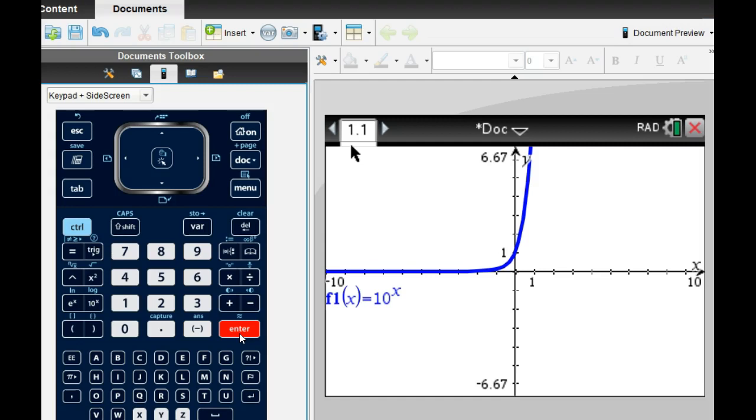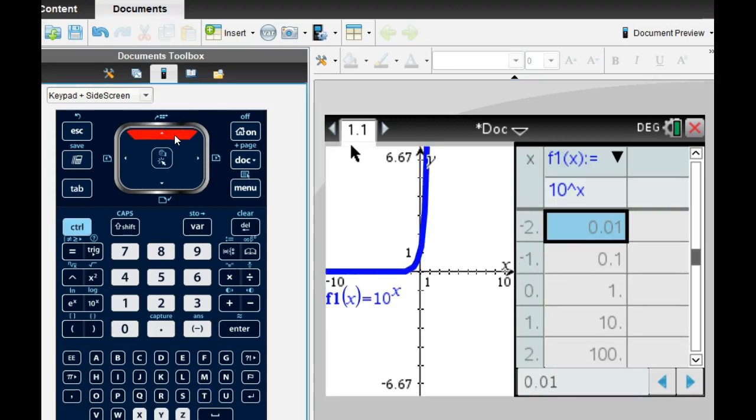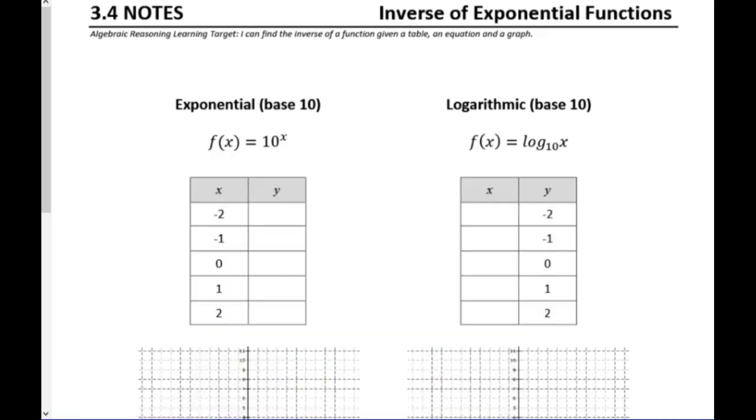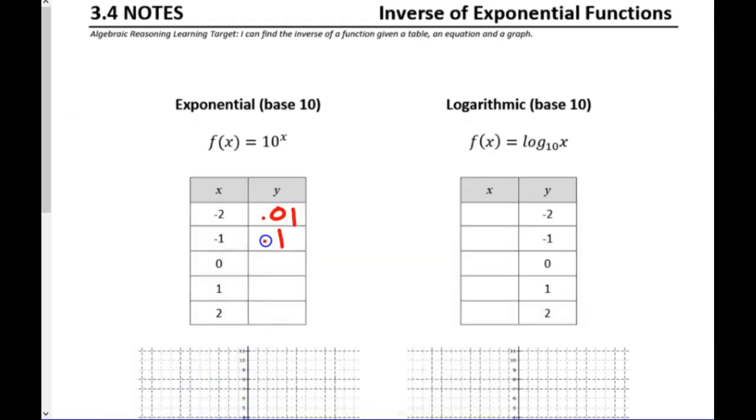Now, Control T to get our table. And we're starting at -2. So let's write this down. This is part of the table on our notes. Let's write down -2.01, -1.1, 0.1, 110, and 100. Okay.